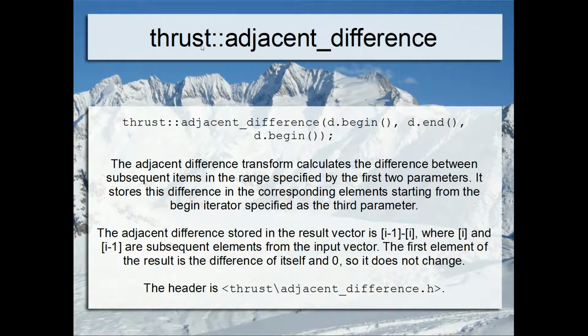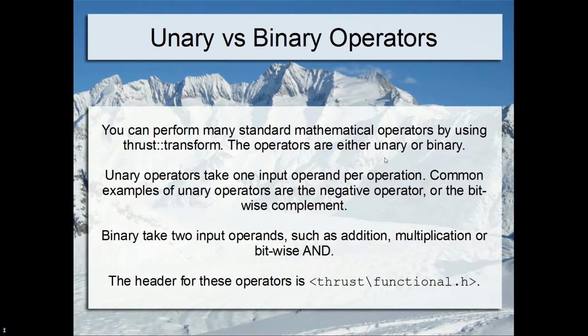This one's a little bit weird. There are more of these standard transformations, I believe, other than these four, but adjacent difference you might want to use. This subtracts the previous item from the current item. For each item in the range, d.begin to d.end, it's going to subtract the previous item from the current one. It's a little bit strange, but since there is no previous item before the first, it assumes that the item before the first is 0. And the first item itself will always just remain as whatever it was.